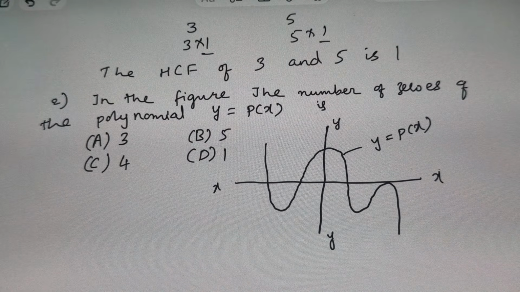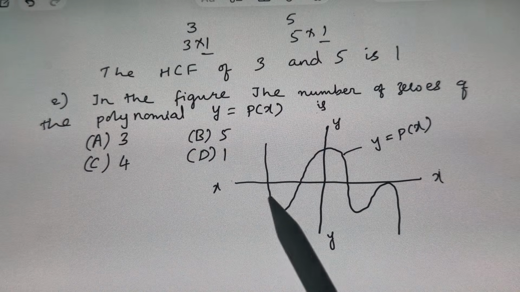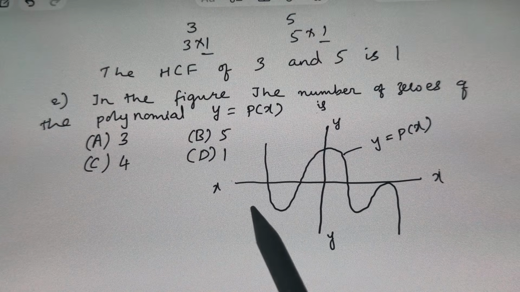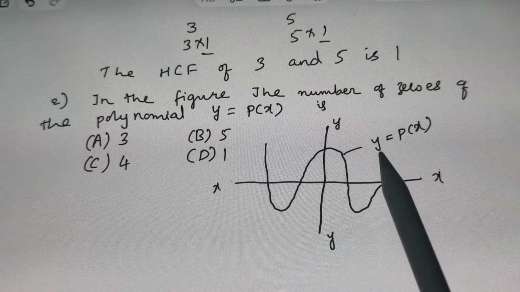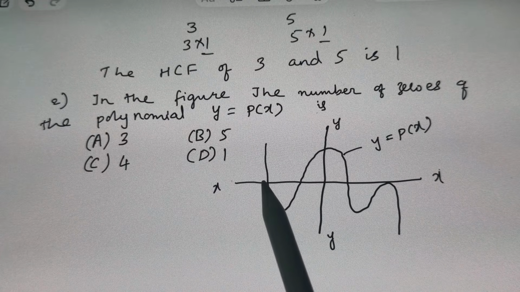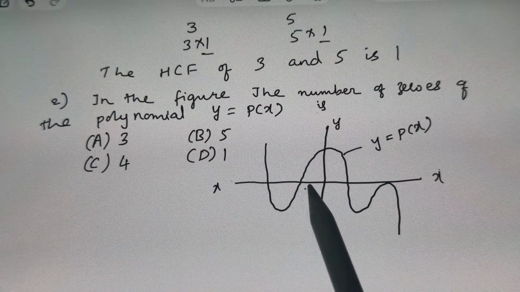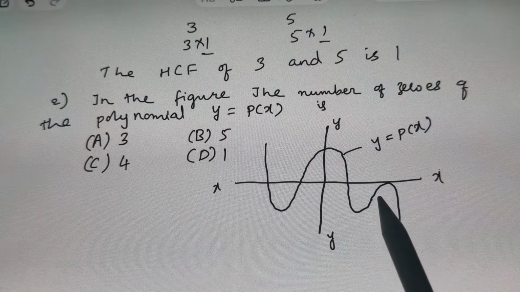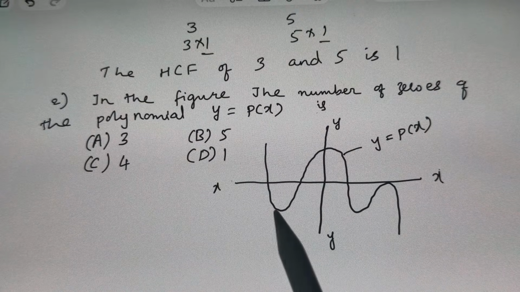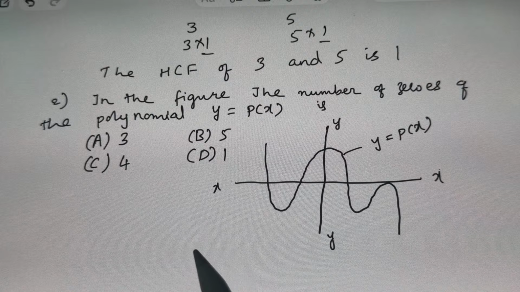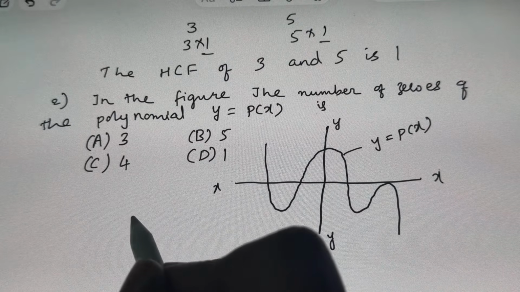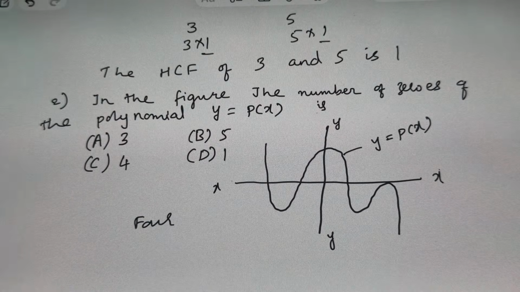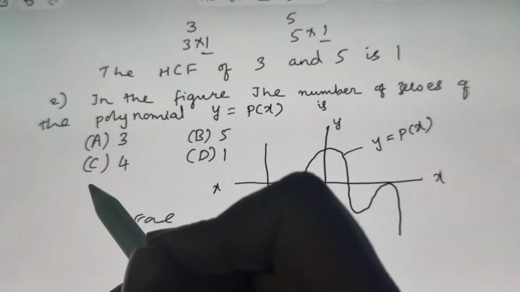So we'll find out the number of zeros of the polynomial from how many times the waveform crosses the x-axis. So here we can see the waveform of the polynomial y equals p of x crosses the x-axis one time, two times, three times, and here it touches. Touches means it also crosses, four times. So from the given figure, it is clear that the number of zeros of the given polynomial is 4. So here 4 is option C. You have to tick the option C.